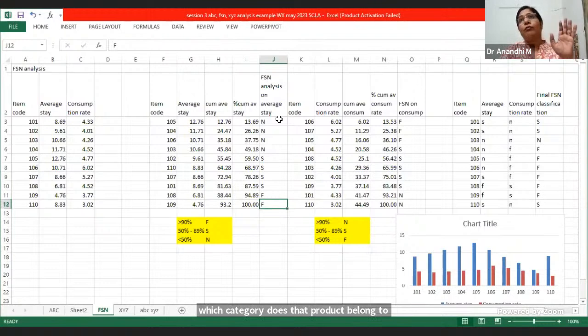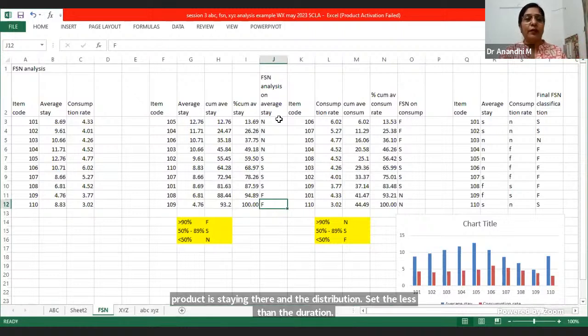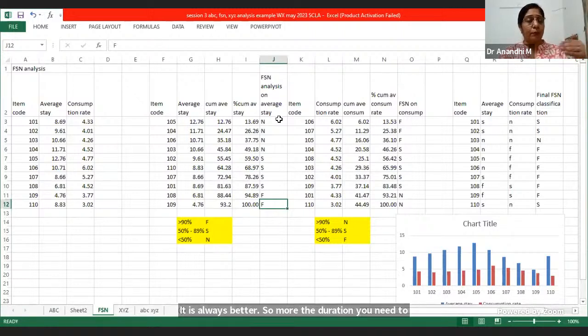Either, if you are a distribution center, you can go only with the average stay, that is, how long the product is staying there in the distribution center. The lesser the duration, the better. The more the duration, you need to rethink the stocking level or minimize the stock level. You can go with that.